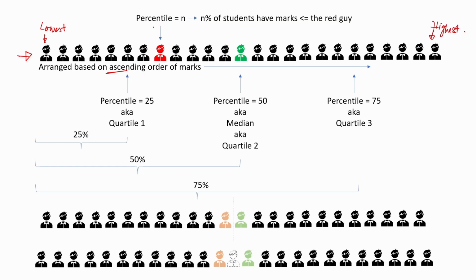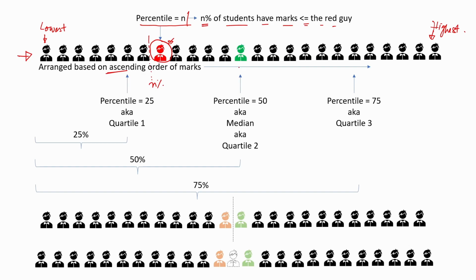So then what is a percentile? Percentile equal to n means that n% of students have marks less than or equal to this particular student. So all the students up to this point are n% of the total number of students.